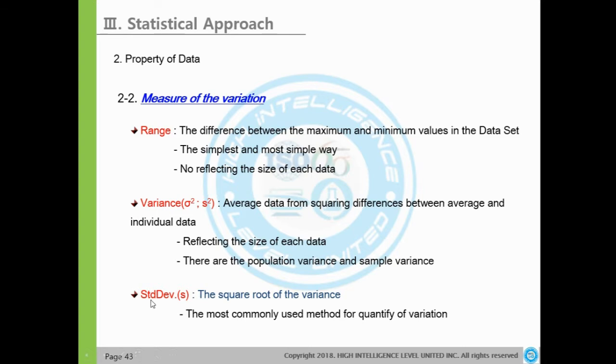Variance is the average of the squared differences between the average and the individual data. And this one reflects the size of each data. There are the population variance and sample variance. That's why this is the population variance, this is the sample variance.